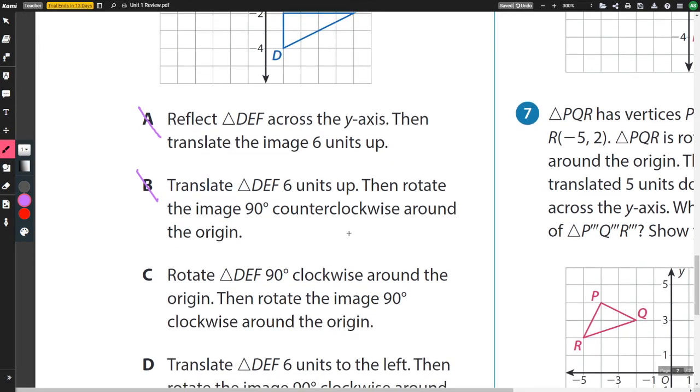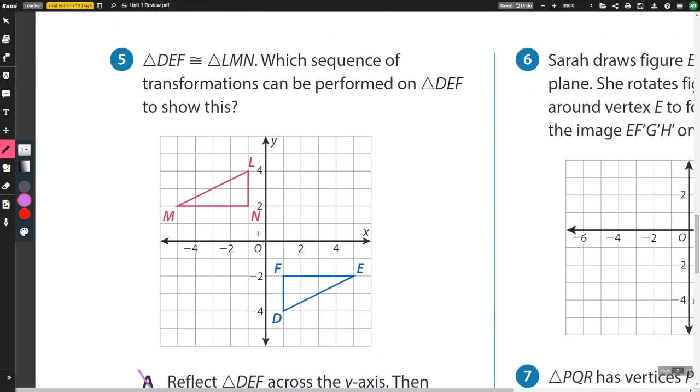So we're going to rotate 90 degrees clockwise and then rotate it again, it looks like, all about the origin. So remember, rotation means we flip the x and the y. So instead of 1 and 2, we're going to have 2 and 1. Instead of 1 and 4, we're going to have 4 and 1. Instead of 5 and 2, we're going to have 2 and 5. Connecting my dots.